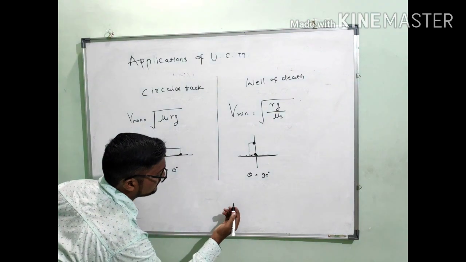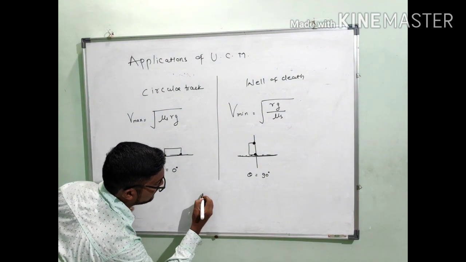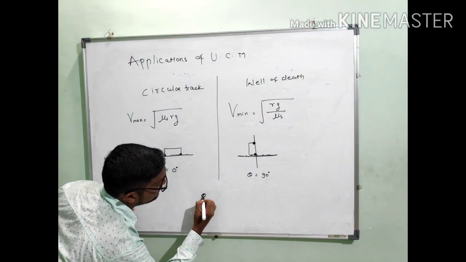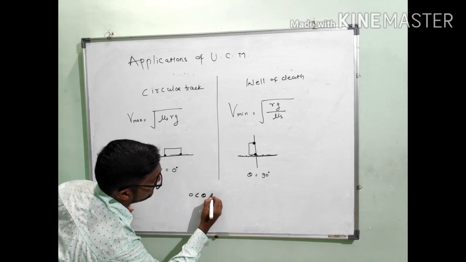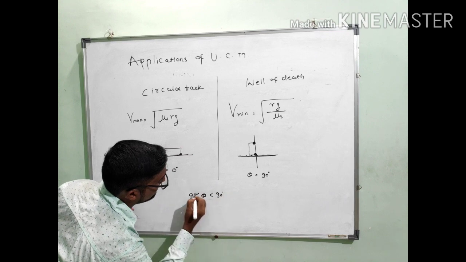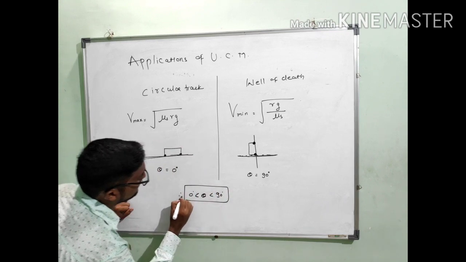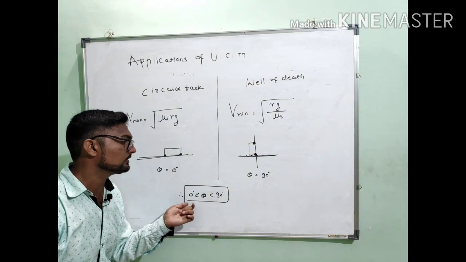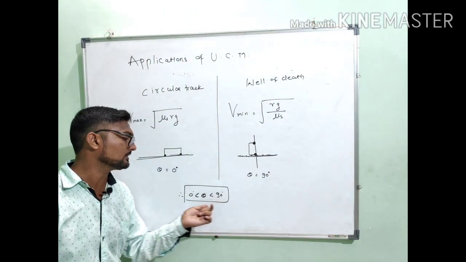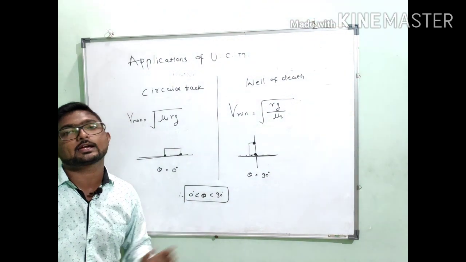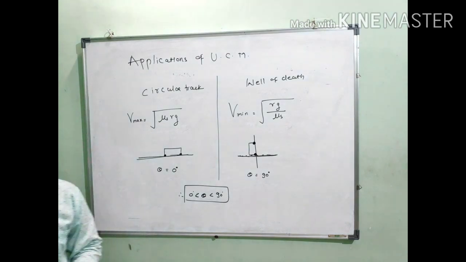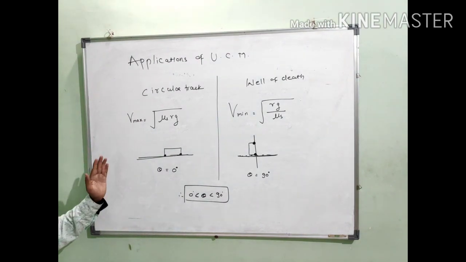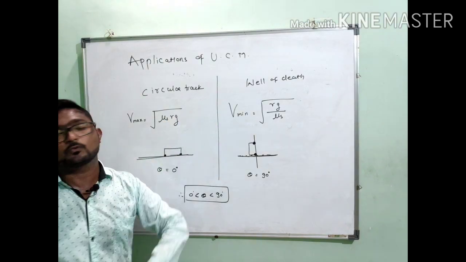So the speed of the car depends upon theta, which must lie between 0 to 90 degree. So we can calculate the maximum and minimum speed of the car. So this is the application, circular track and well of death.